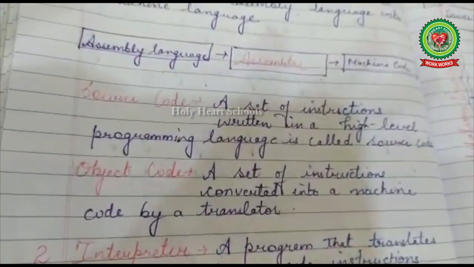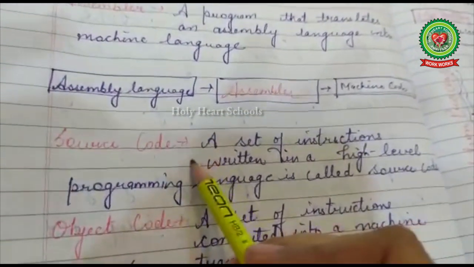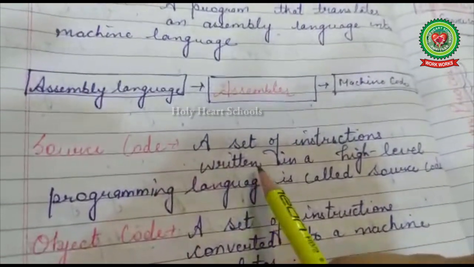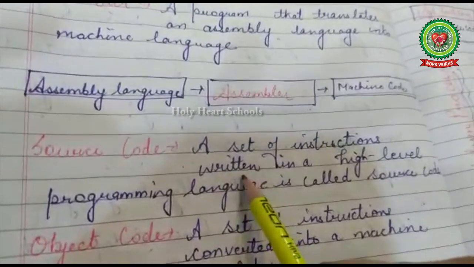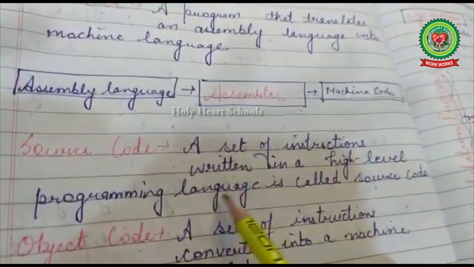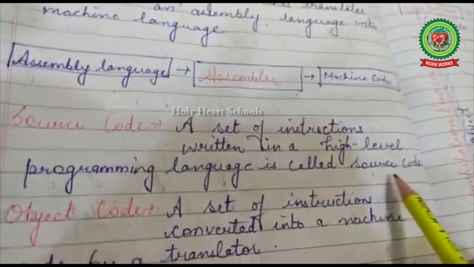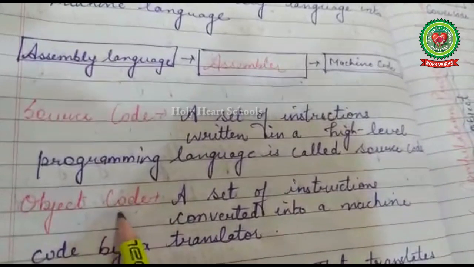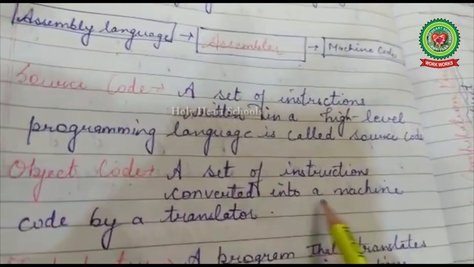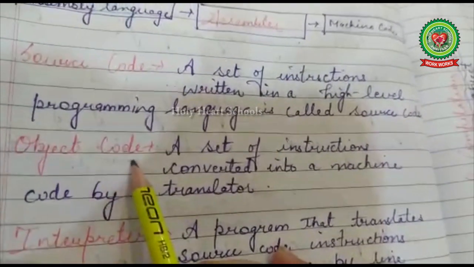Before proceeding to interpreter, we will discuss what is source code and what is object code. As we have done in 8th standard also, when we write any program in Java, that is our source code, means that is our high level language. A set of instructions written in a high level language is called a source code. Now what is object code? When the high level instructions are converted into machine code by a translator, that machine code is called an object code.